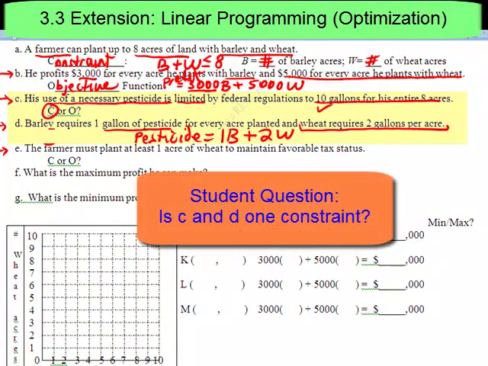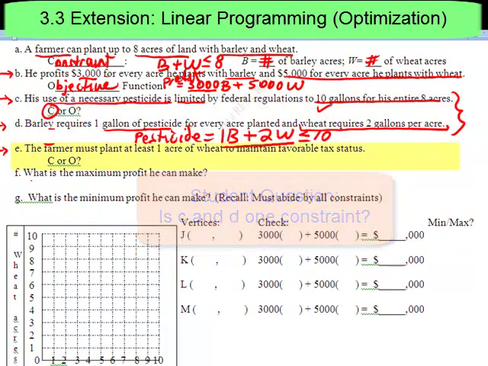Oh, hey, great question. 1B plus 2W better be less than or equal to what? 10. So these actually go together. Great question, Jason. Thank you. Together, that is one constraint there. And now we can go to E.